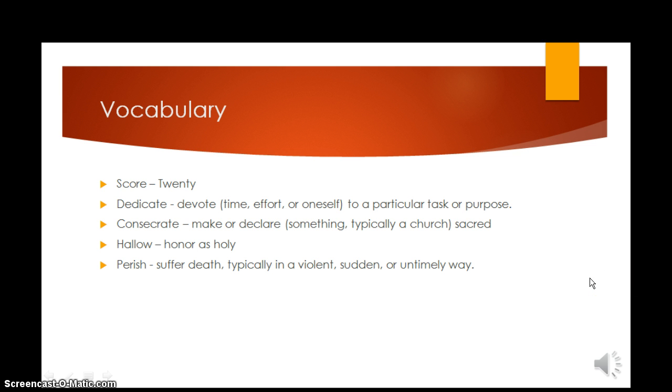As far as vocabulary is concerned, I'm well aware that there are more than these 5 words that we could focus on. We talk about score and how it means 20, and then I pull out my math and usually a calculator to come up with 87 years. Dedicate, consecrate, and hallow. We talk about how all 3 of those are very similar in meaning, but actually mean quite different things. And then finally, perish.